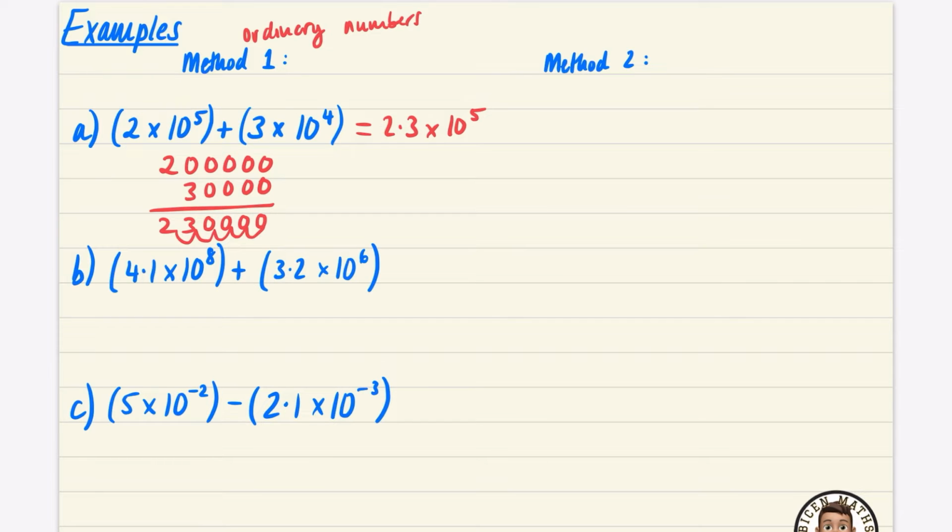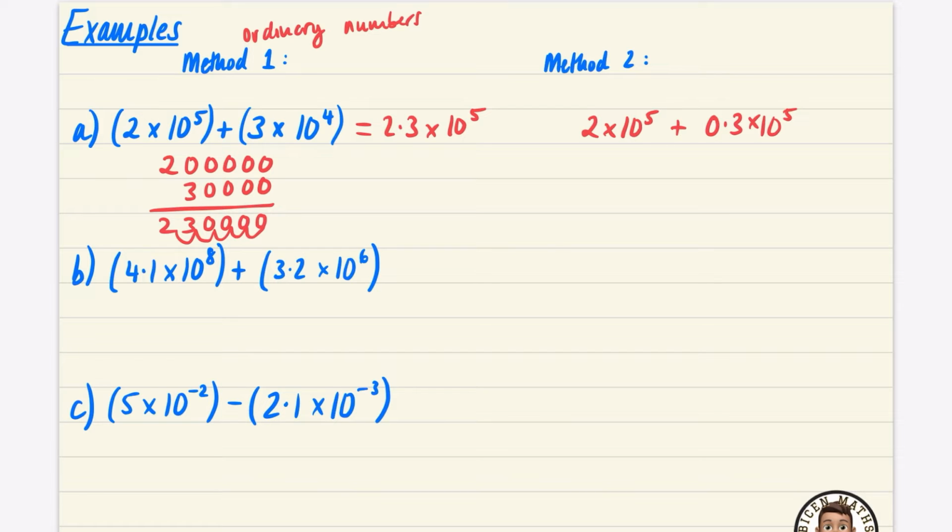Now, method 2 that I would have, I'm going to force the one with the smaller power to have the same power as the other one. So that would be 2 times 10 to the 5. And then to make the other one have the same power, well, if I increase this power by 1, I'm actually timesing it by 10. So I need to divide that one by 10. And if I divide that one by 10, I get 0.3.